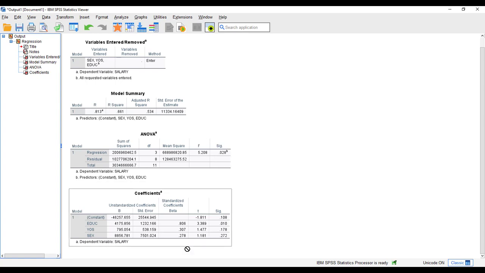Here our regression equation is that predicted salary is negative 46,257 plus 4175.856 for each year of education, plus 795.05 for each year of service, plus $8,856.78 for having a higher sex.